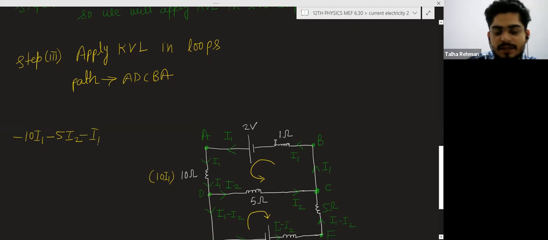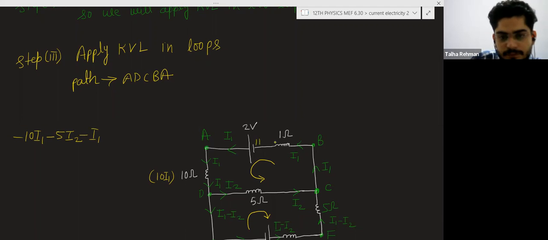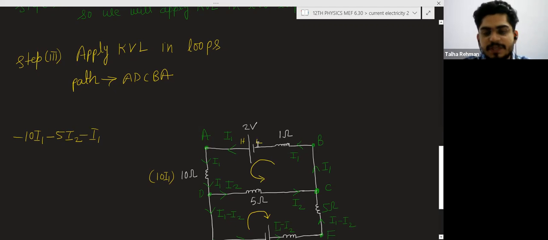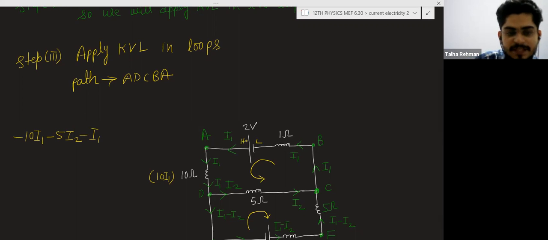And from here, lower to higher. So you are moving in this direction, which means you are moving from lower potential to higher potential. Lower potential to higher potential means you are moving in the direction of increasing potential. So you will take this as plus 2, and this all equals 0. So finally you will get this equation.